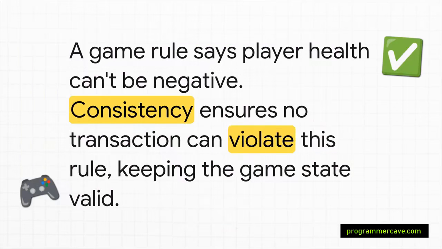Think about a video game. There's a rule, right? A player's health can't go below 0. So if you have 30 health points left and a monster hits you for 50 damage, consistency won't let your health become -20. It enforces the game's rules, probably setting your health to 0, and keeps the whole game world in a valid, believable state.